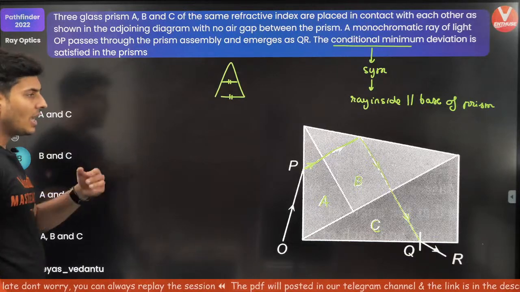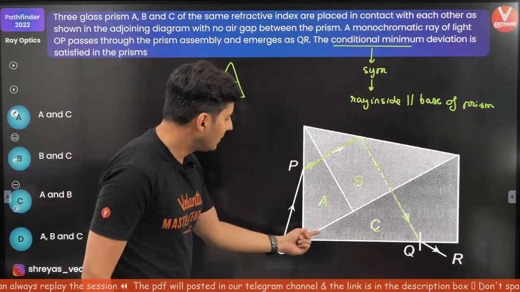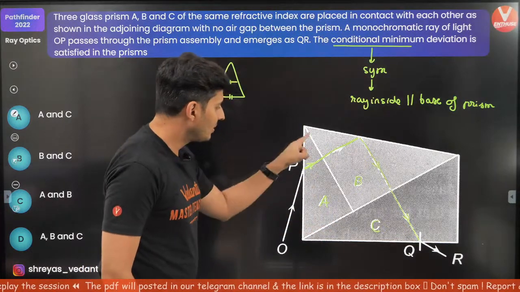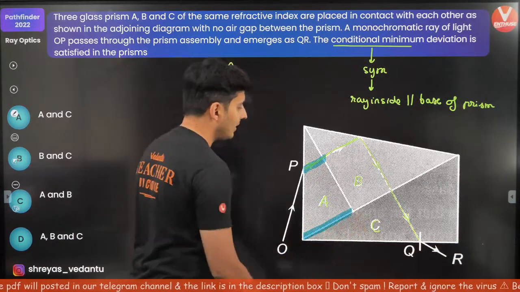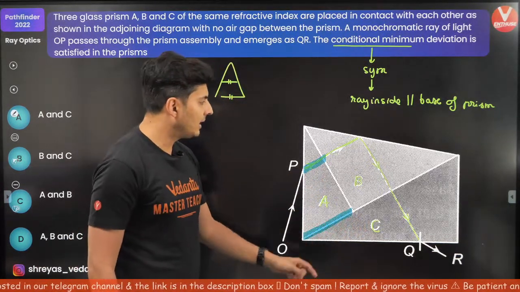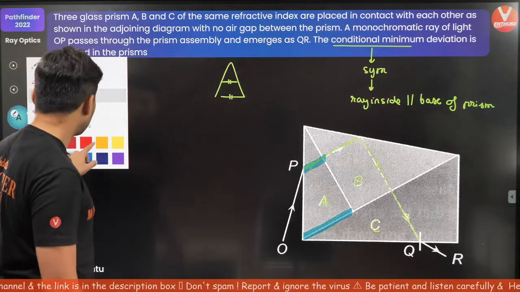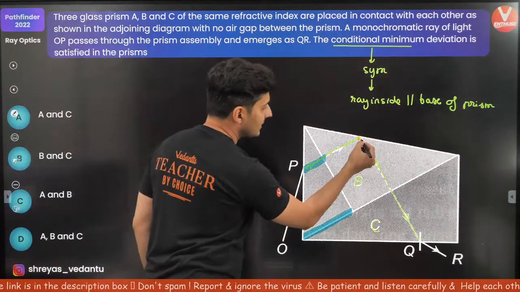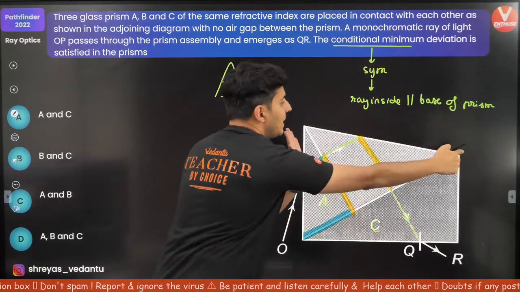Which prisms have minimum deviation? I can clearly see this ray and this base. Look at this prism, prism A. This and this are parallel. Can you see that? These two are parallel lines. Similarly, I can also notice this line and this line parallel, because this is the base of the triangle.